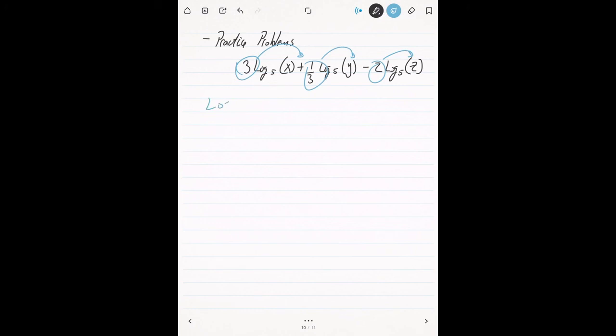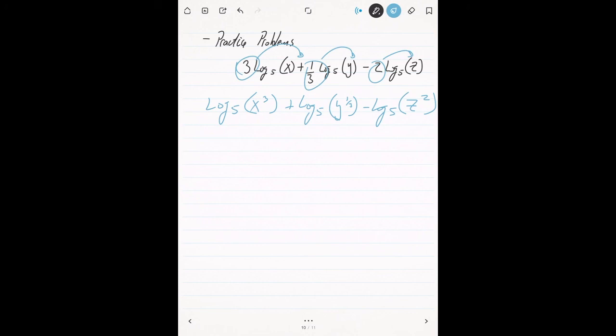So here we would have log base 5 of x to the 3rd power plus log base 5 of y to the 1/3 power minus log base 5 of z squared. What we're doing here is, well, we knew that these must have been the exponents, and we have that property that says you can drag the exponent out front. You can also go in reverse. You can put it back. So we've gone and we've put them back.